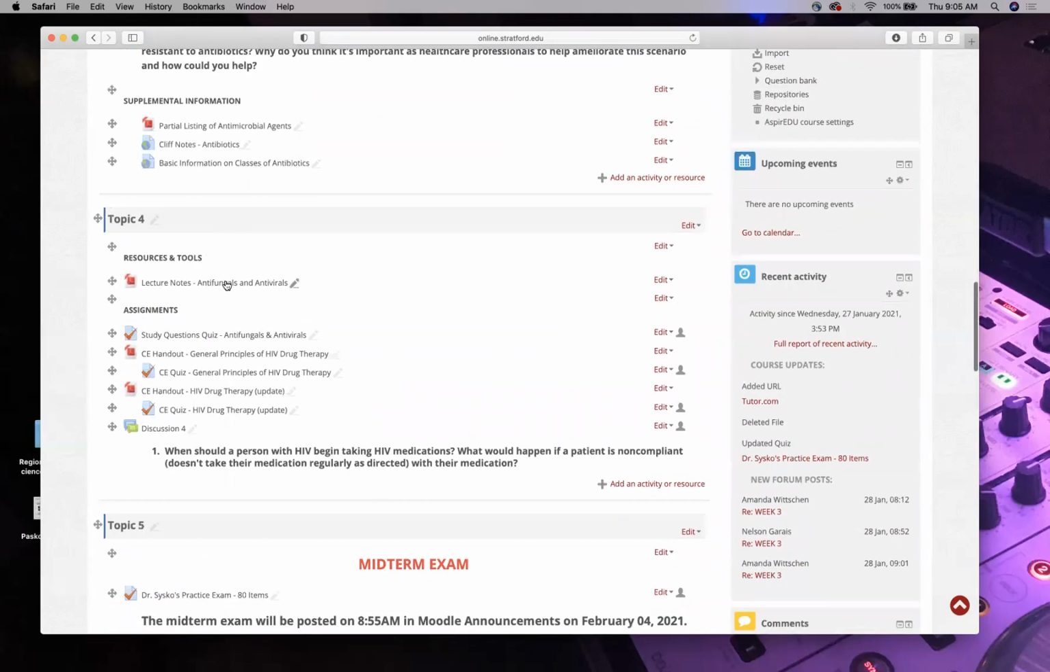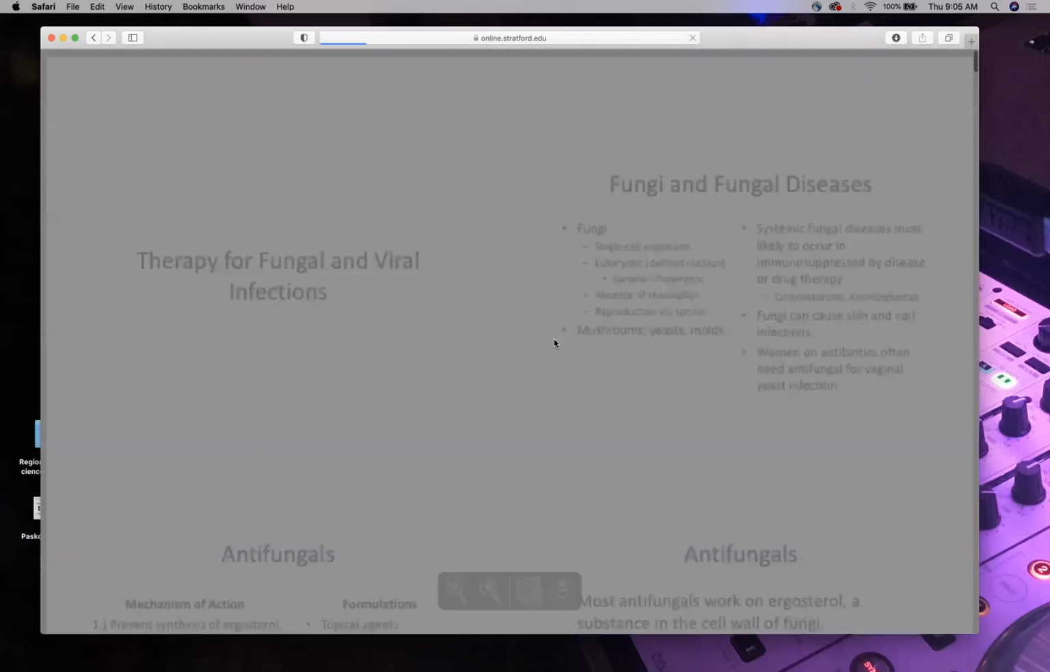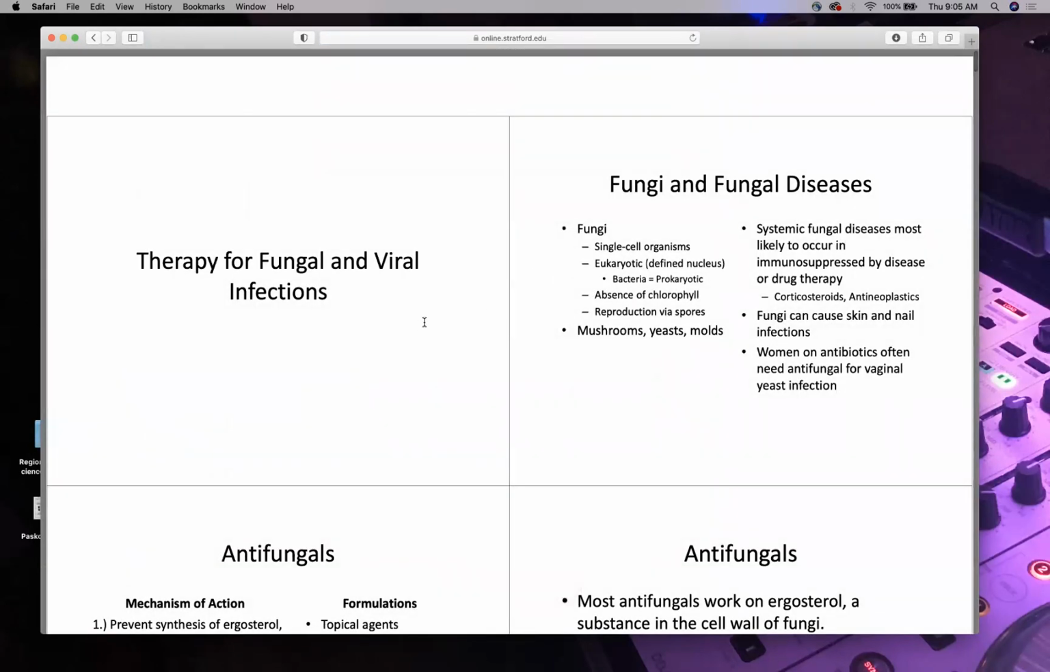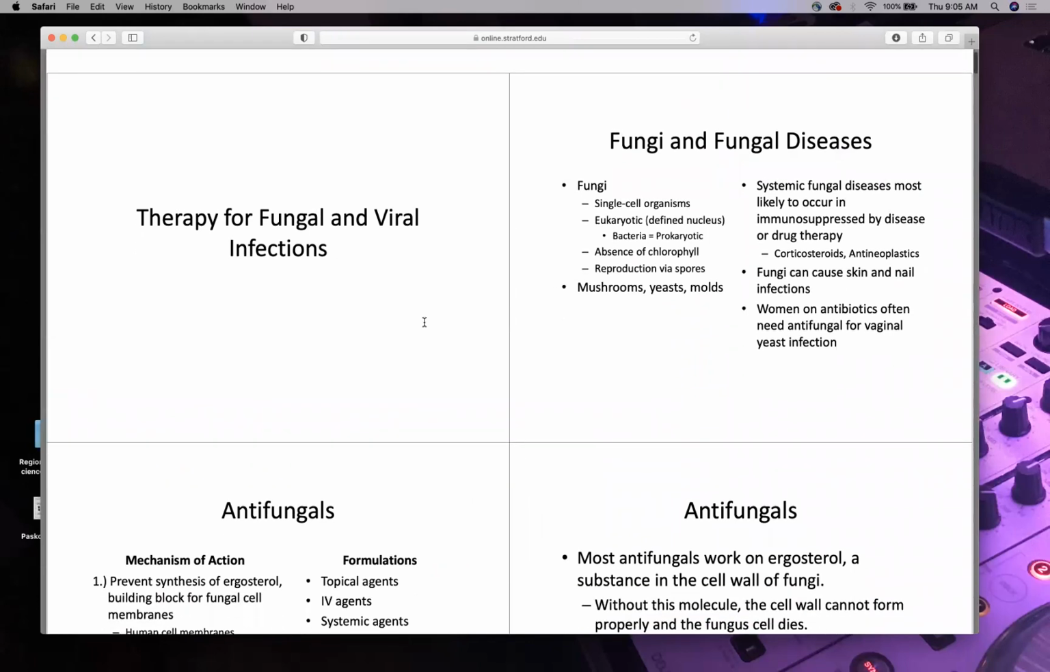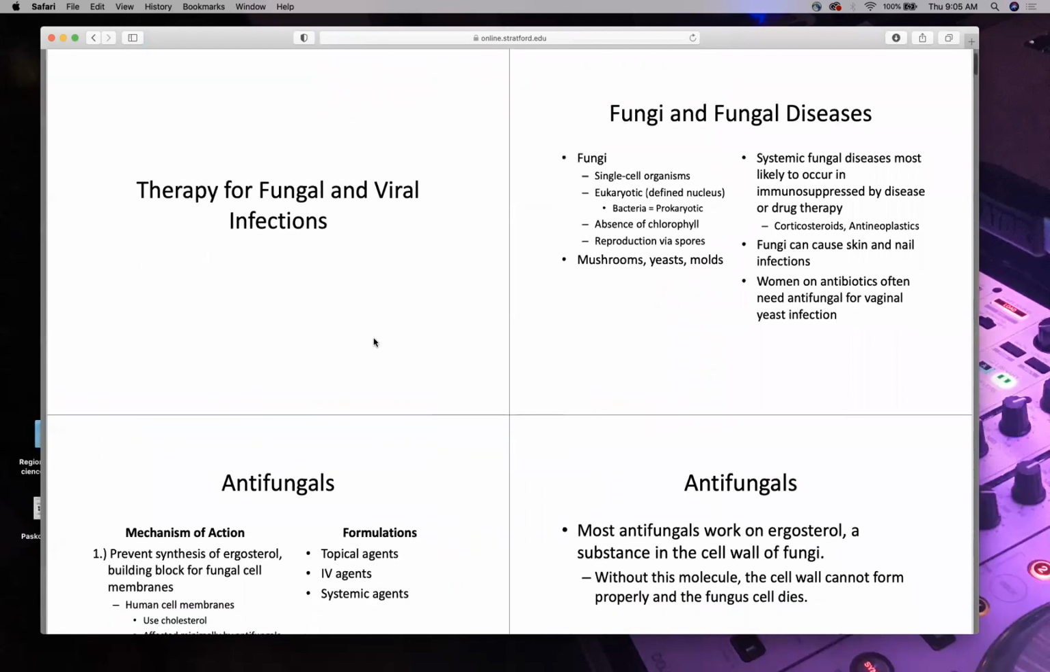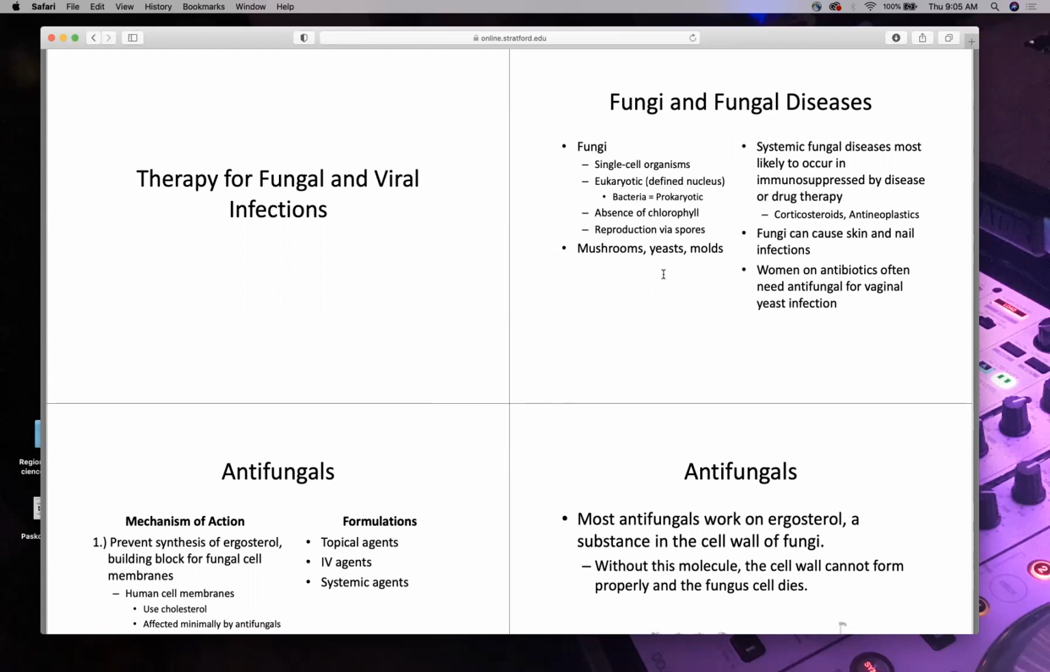Let's talk about some antifungals and antivirals. Last week we had a lecture on antibiotics. So antibiotics are for bacteria. Let's talk about these other organisms, fungi and fungal diseases. These are the eukaryotes: fungi, mushroom, yeast, and mold, right?